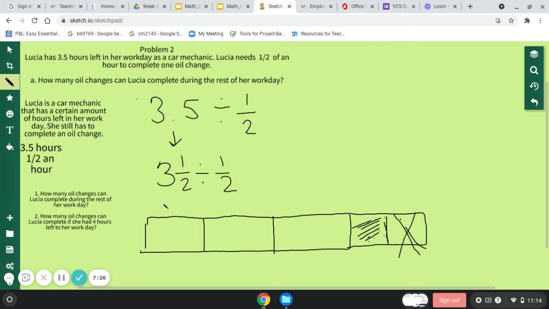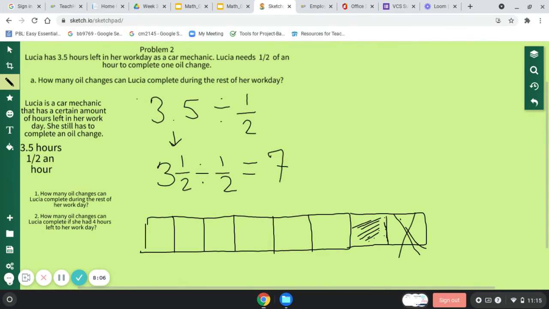So I'm going to look at my first whole and divide it in half. Now I'm going to take my second whole and divide it in half. Then I'm going to take my third whole and divide it in half. Now, how many halves do I have in all? I have 1, 2, 3, 4, 5, 6, 7. So that means 3.5 divided by a half gives us 7.